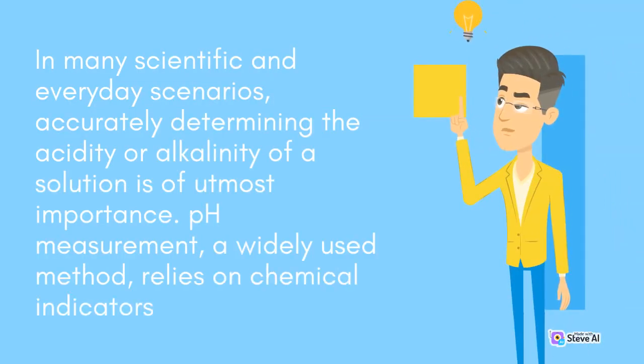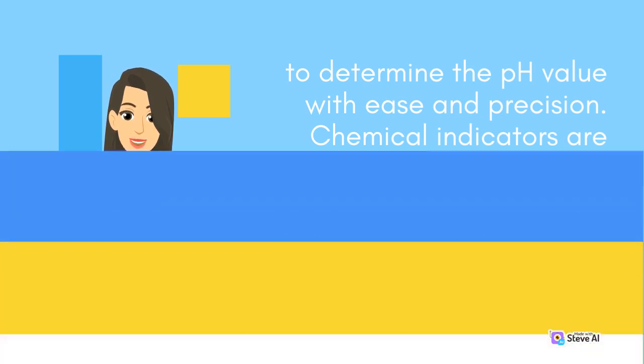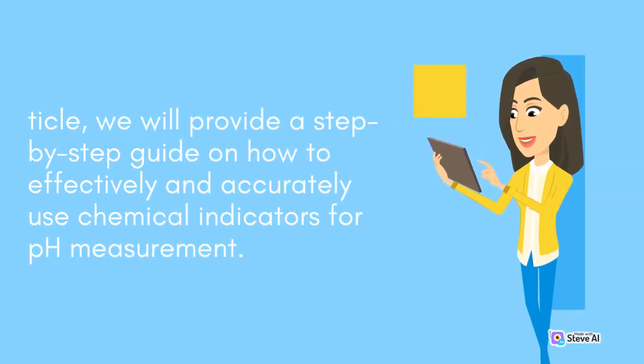In many scientific and everyday scenarios, accurately determining the acidity or alkalinity of a solution is of utmost importance. pH measurement, a widely used method, relies on chemical indicators to determine the pH value with ease and precision. Chemical indicators are substances that exhibit different colors at different pH levels, making them an essential tool in pH measurement. In this article, we will provide a step-by-step guide on how to effectively and accurately use chemical indicators for pH measurement.